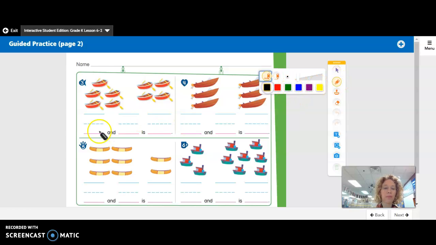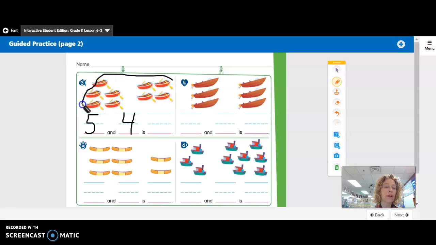5 rowboats, so I'm gonna get my pen and I'm gonna write 5 because that's how many I see in this one group. And now I'm gonna check over here how many I see over here. 1, 2, 3, 4, 4. So I have 4 in that other group. Now, how many did I see all together? I'm gonna circle them. Let's count. 1, 2, 3, 4, 5, 6, 7, 8, 9. Wonderful. I'll make a 9. 5 and 4 is 9.